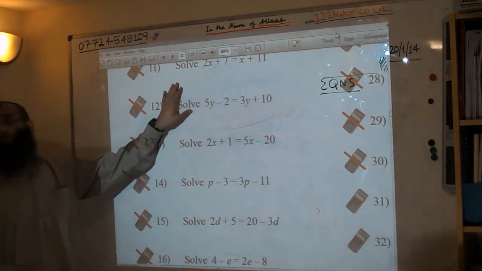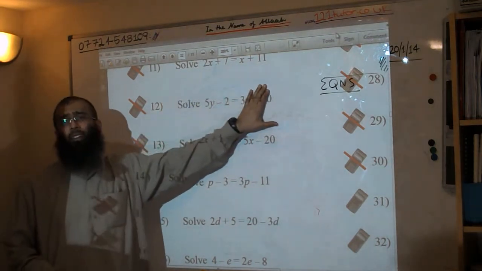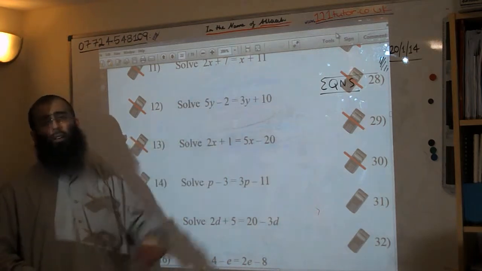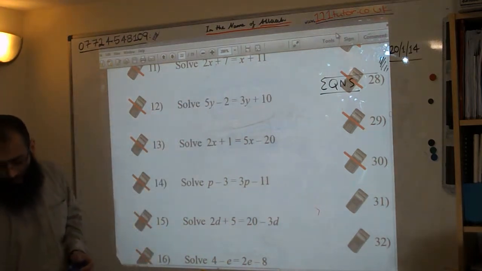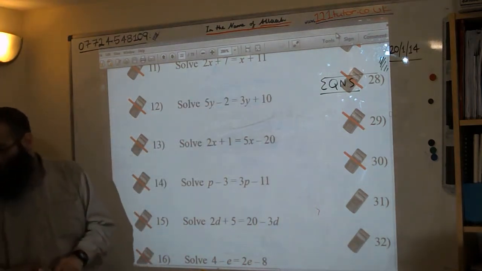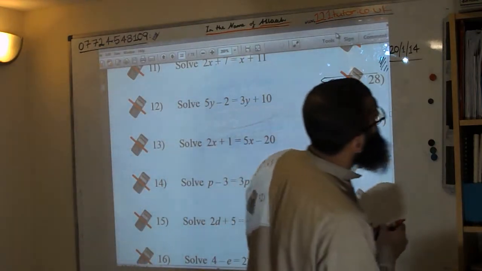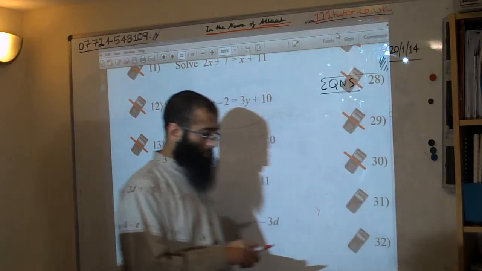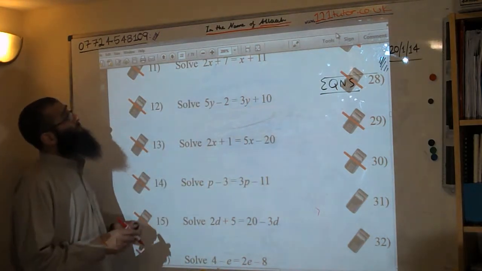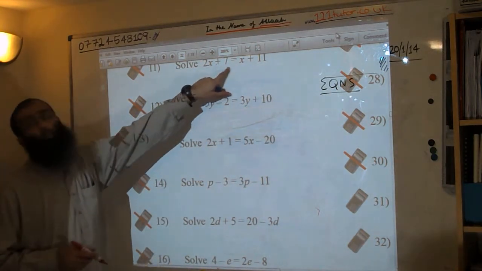Right, question number 11. Now what we have here again is still a linear equation. We've got x's on both sides. So the rule for this is as follows. We have to solve 2x plus 7 equals x plus 11.